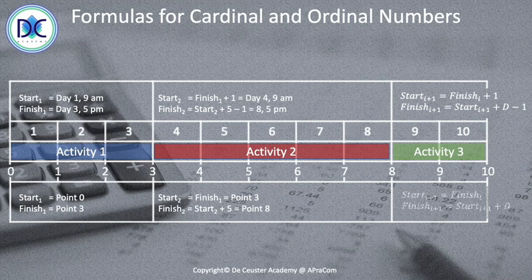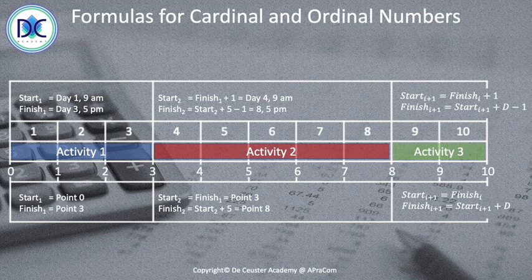The general formula for the cardinal numbers is again easier: the start of the successor is equal to the finish of the predecessor, and the finish of the predecessor is equal to the start of the predecessor plus the duration.